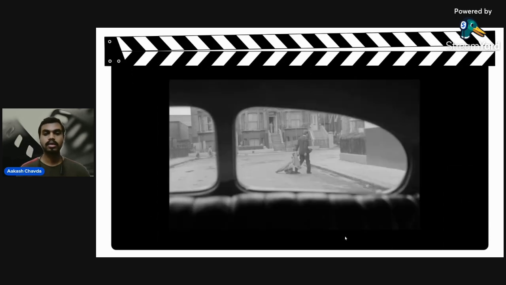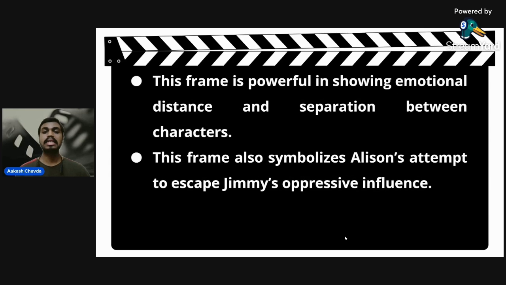Moving further, this particular frame is also an important and significant frame, which symbolizes the distance in the relationship between Jimmy and Allison. Afterwards, Allison tries to escape from this oppressive marriage and her miserable life, and she looks back at Jimmy from the back glass of the car. This frame symbolizes Allison's attempt to escape Jimmy's oppressive influence as well.